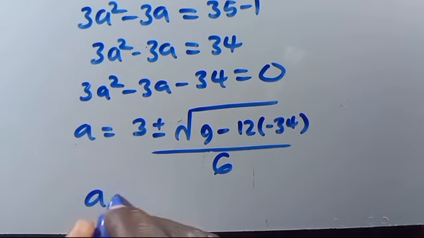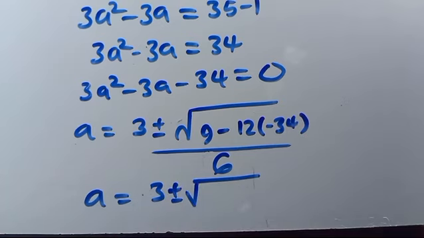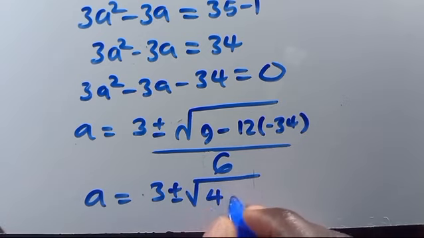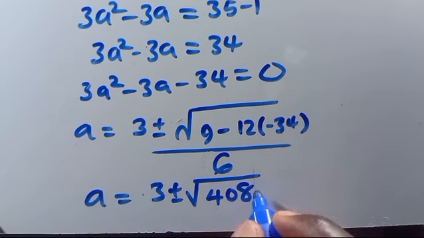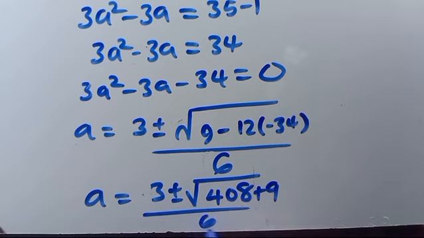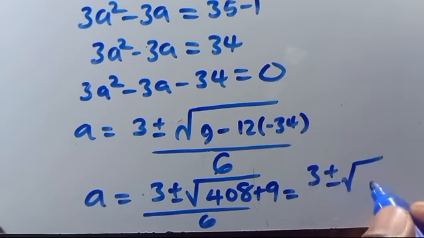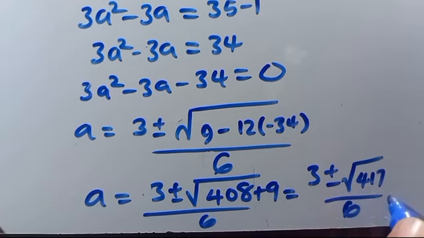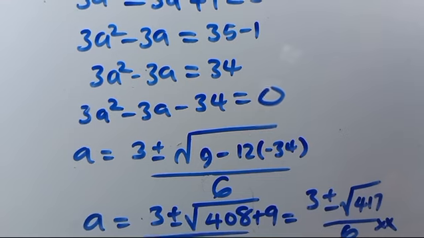So from here we have a equals 3 positive or negative root of 408 plus 9, over 6. So this will be 3 positive or negative square root of 417 over 6. So we don't want this type of solution for the value of a.